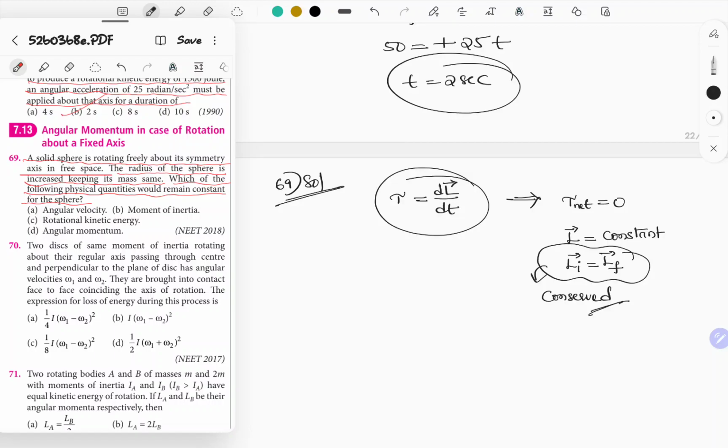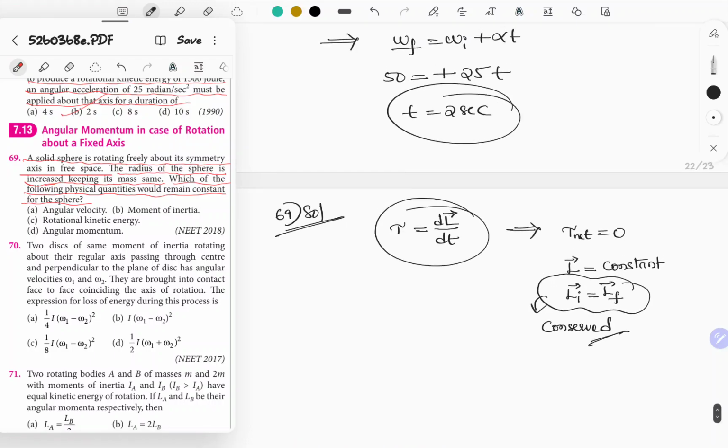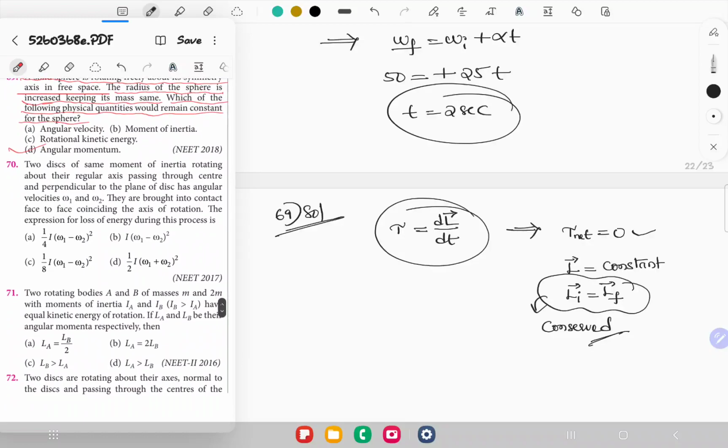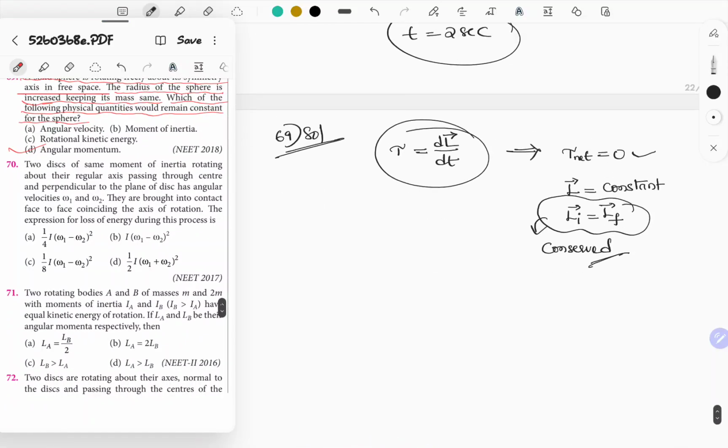Now in question number 69, they said the radius of the sphere is increased by keeping its mass the same. That means they are changing the radius. Are they applying any external force, any rotational force? No, they didn't. Then what is the external torque acting on the system? It is 0. Then L is going to be constant. Which option matches here? Option D is the correct answer. Super. Next, question number 70.